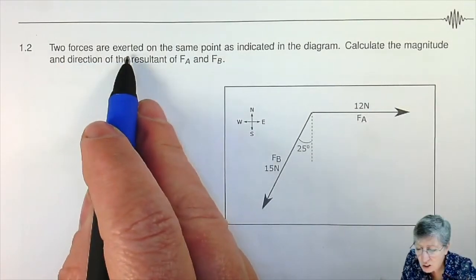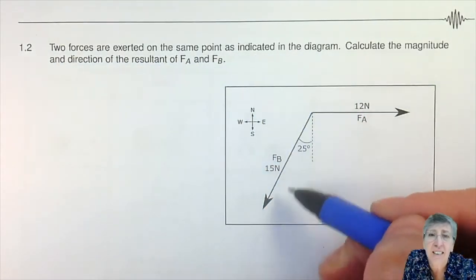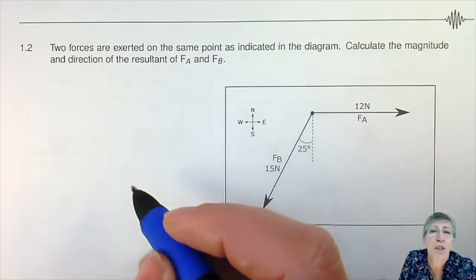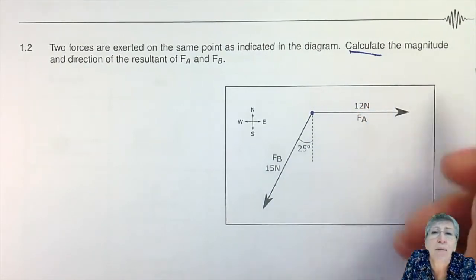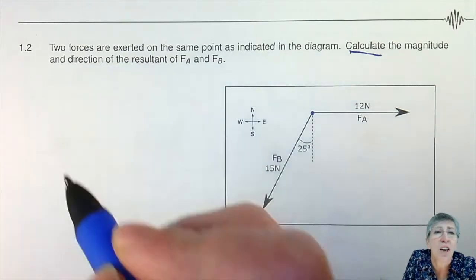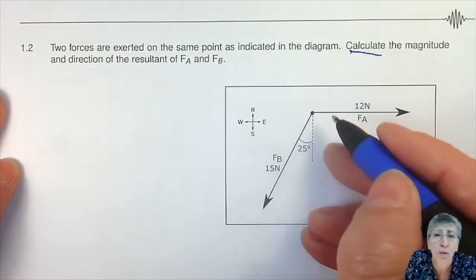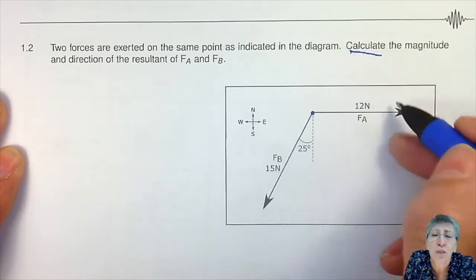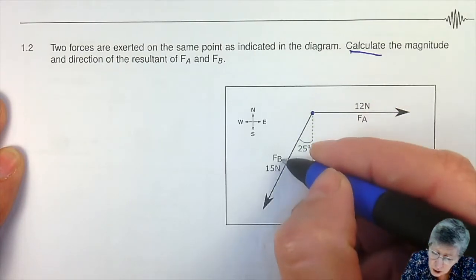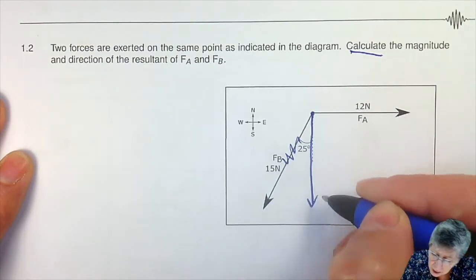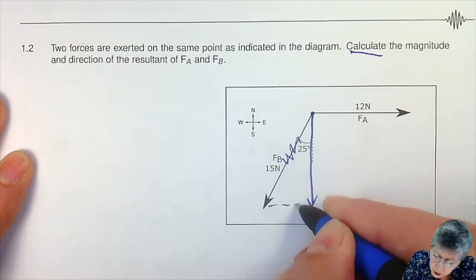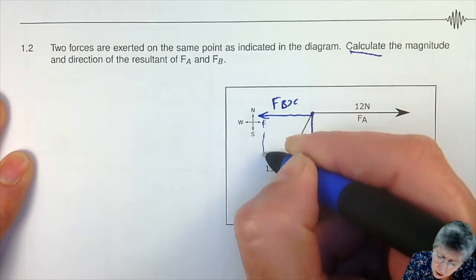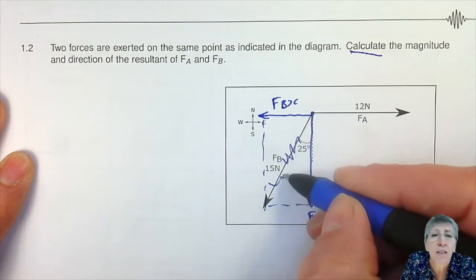The two forces are exerted on the same point as indicated in the diagram. Over there they drew it head to tail, tail to tail, but we're not going to do a diagram. We're going to calculate the magnitude and also the direction of the resultant of the two forces. So this one is already in the x direction, so I don't need to resolve it into components, but this one I will need to replace with an FB in the y direction and an FB in the x direction.